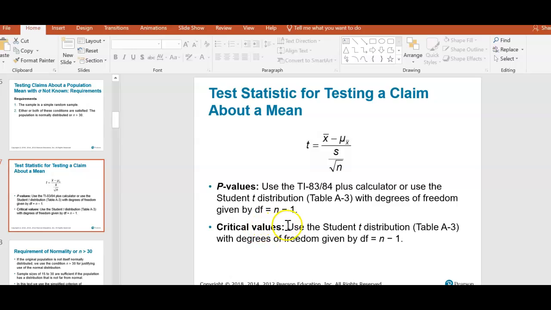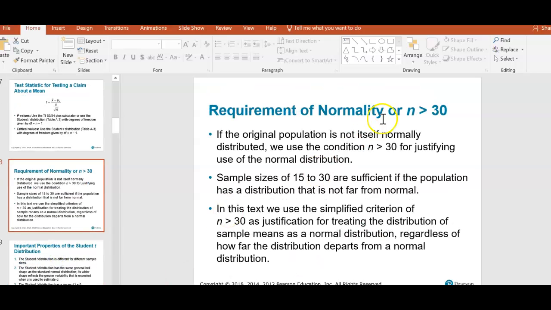If you wanted to find critical values, you would use the student t distribution table that we previously used a few sections back. It's table A3 in your textbook. And the degrees of freedom are once again n minus 1, so 1 less than the sample size. So we have this normality requirement. If the original population is not normal, then we need n greater than 30.